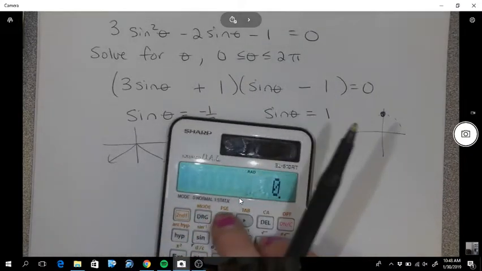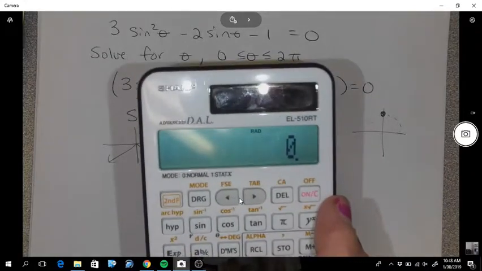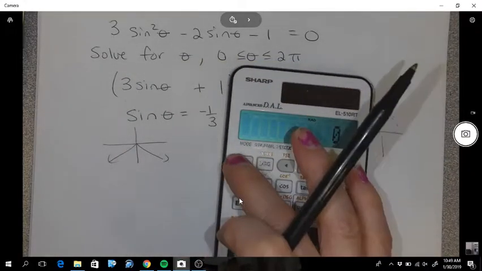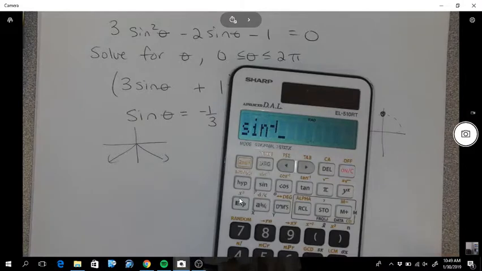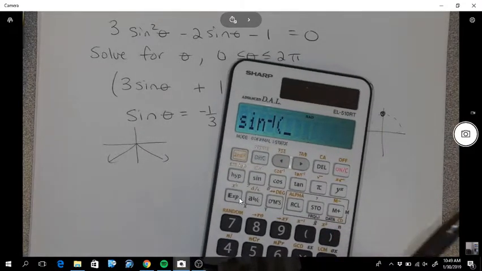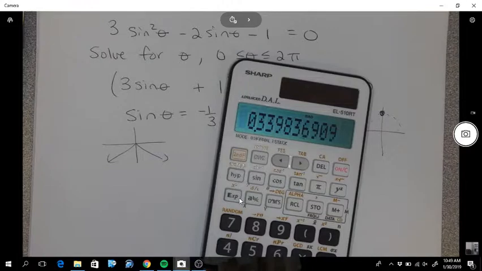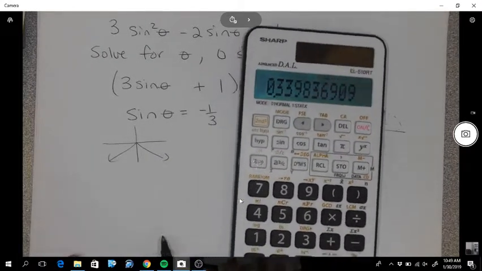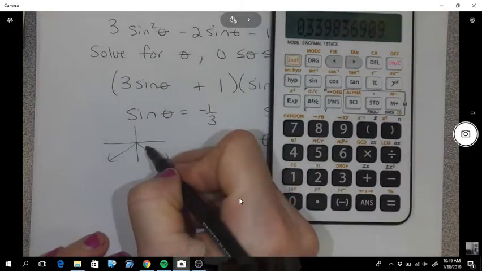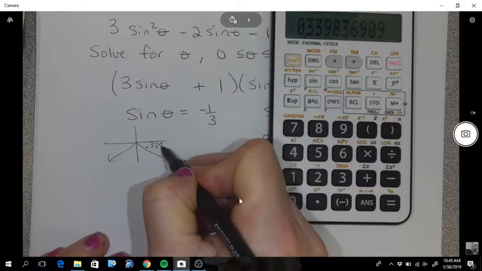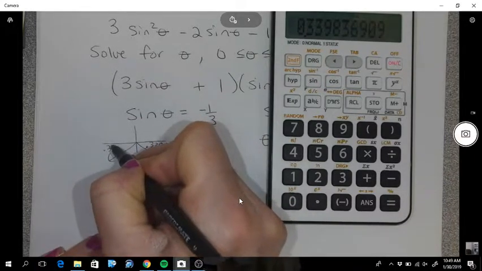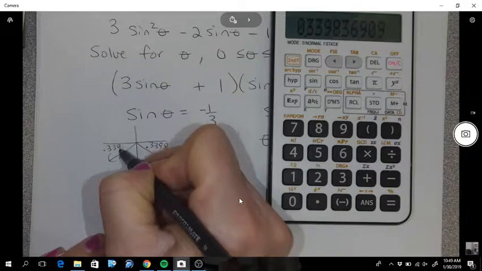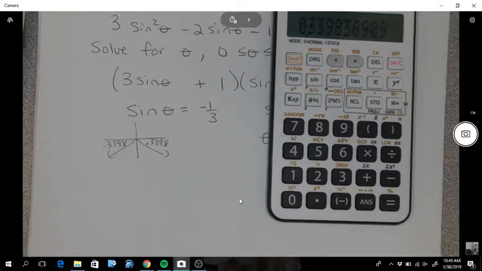So I'm making sure my calculator's in radian mode, RAD, and I'm going to go second sine of, and I'm just going to use positive 1/3 because I'm applying the negative into the quadrant drawing. So the reference angle, and I'm going to go with 4 decimal places right now until I calculate my final answer, and then I'll go into 3.